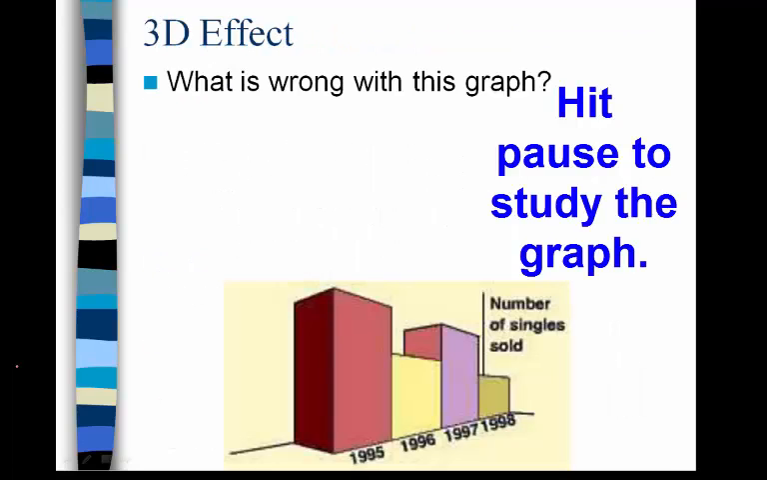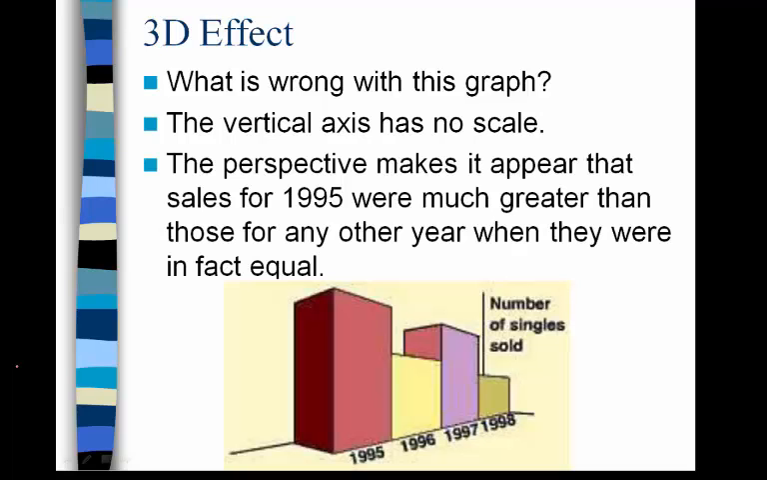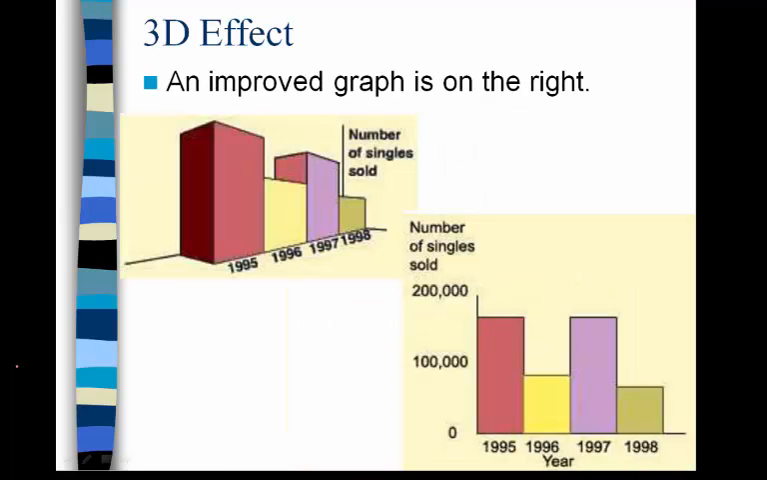This graph represents the 3D effect. What do you think is wrong with it? First of all, the vertical axis has no scale, and the perspective makes it appear that sales for 1995 were much greater than those for any other year when they were in fact equal. An improved graph is on the right. You can see that the sales in 1995 and the sales in 1997 were actually equal to each other. If you look at the graph at the top, it looks like 1995 was taller than all of the other years.